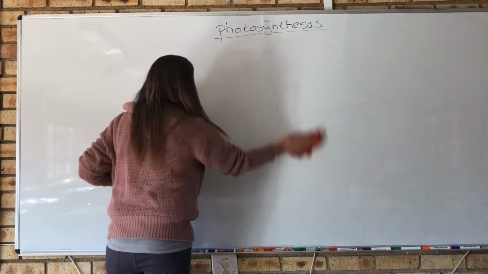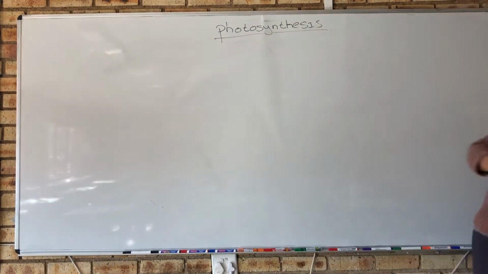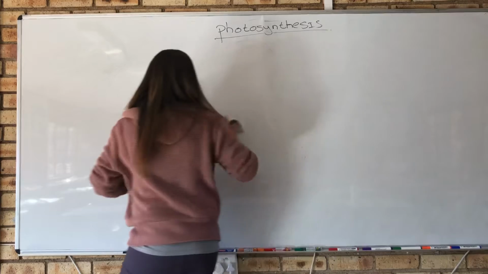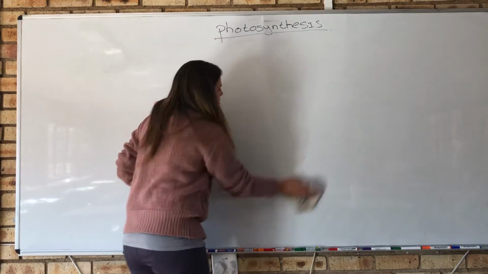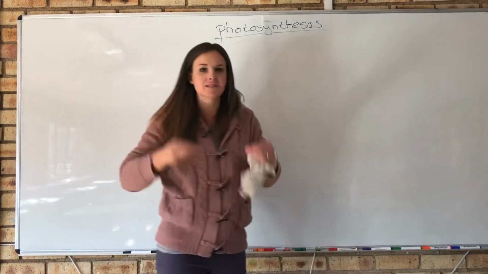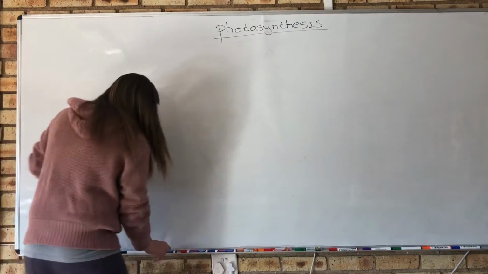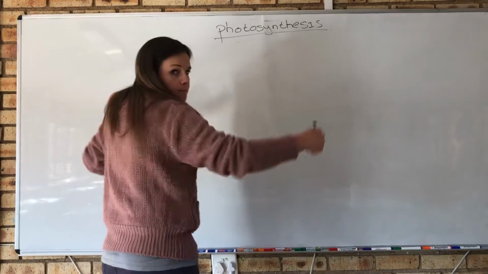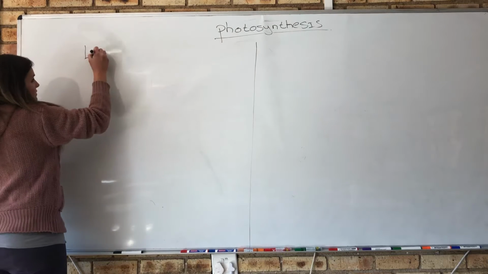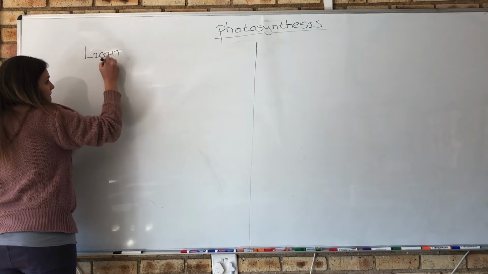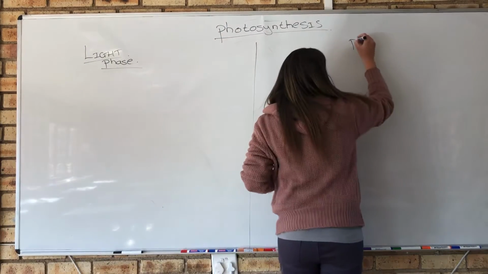The process of photosynthesis is divided into two phases. The light phase, which is also called the light-dependent phase, and the dark phase. It's not that the dark phase has to happen in the dark. It's just that the dark phase doesn't need light to happen. If we take our board, I'm going to divide it into two. I'm going to put on this side the light phase, and everything that happens in the light phase. And on this side, I'm going to put the dark phase.